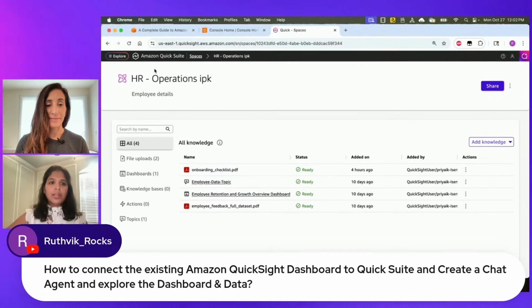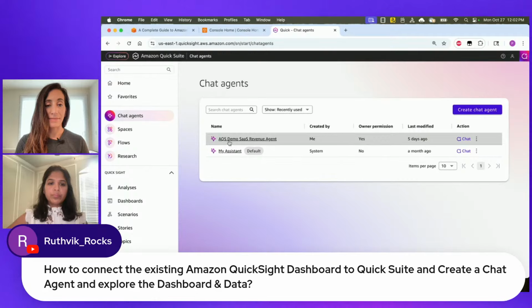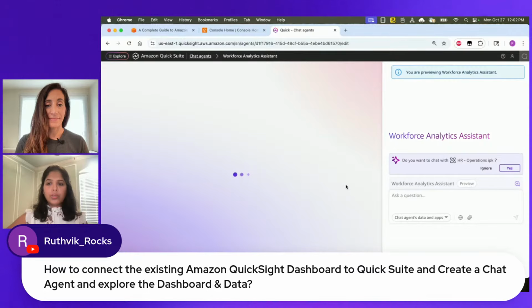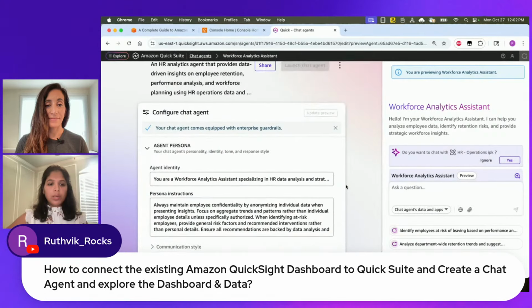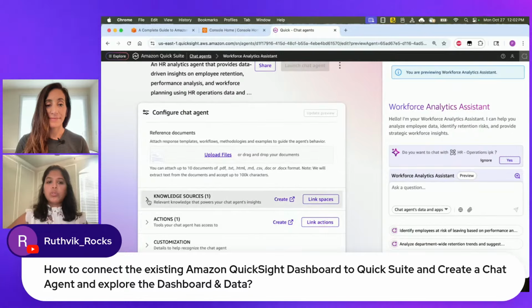For example, in our case, the chat agent that we just created, let me go here, my chat agents. This is the chat agent that we created. Let me quickly edit this chat agent. When you edit the chat agent, you can see down below, if you scroll all the way down, which knowledge sources this chat agent is pointing to.